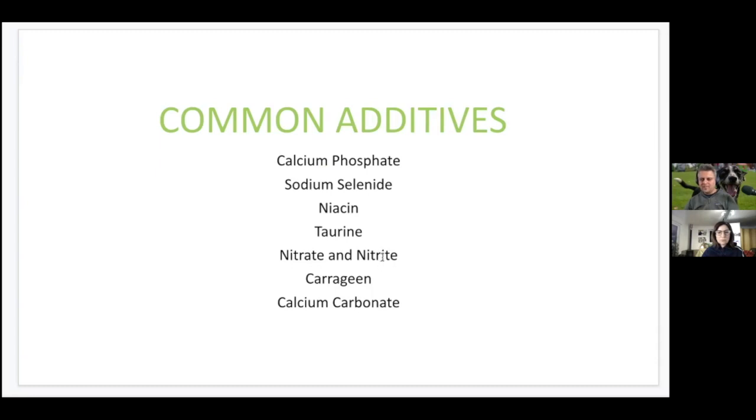Nitrate and nitrite, what are those? Why are they important? Also, carrageenan, we will talk about it. Catherine knows one or two things about it. And calcium carbonate, this is very typically chalk, just added to the food so the calcium numbers are right. So, feeding dogs and cats with chalk regularly. These are common additives, and you will find them everywhere. So let's come to the calcium phosphate.